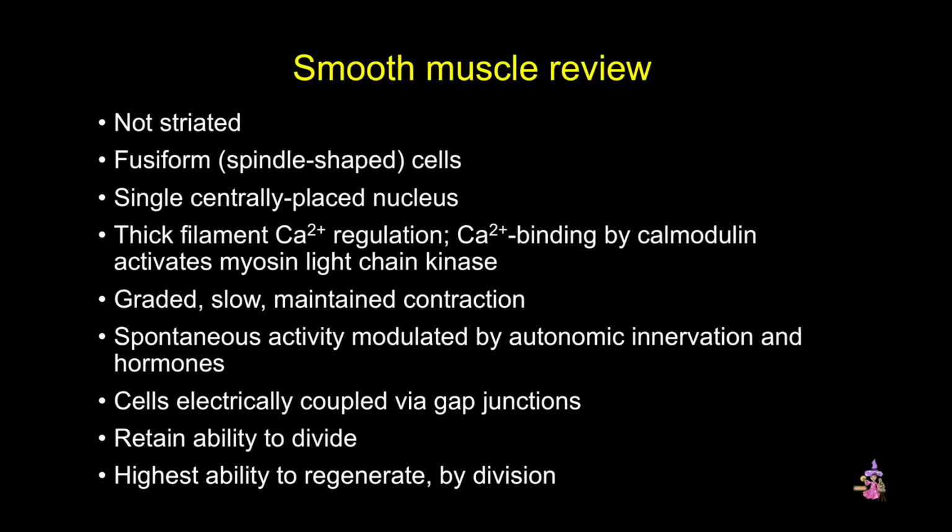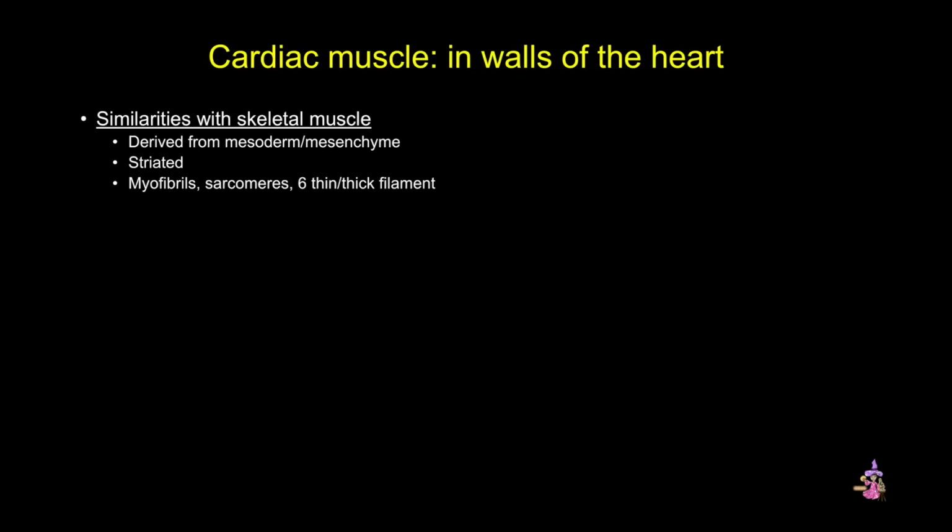Here I've summarized some of the more important features of smooth muscle for you to review later. We'll now move on to cardiac muscle. As its name suggests, cardiac muscle is found in only one location, the wall or the myocardium of the heart.